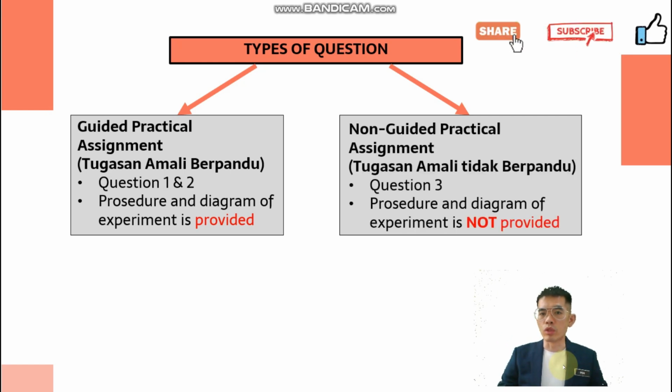Another type of question will be the non-guided practical assignment. In BM we call it Tugasan Amali Tidak Berpandu, where the procedure and diagram of the experiment are not provided, so the candidate has to plan their procedure and draw the diagram based on the materials and apparatus given in the checklist. If you are interested to know more about Paper 3, you may watch the video clip, which the link is at the right corner.